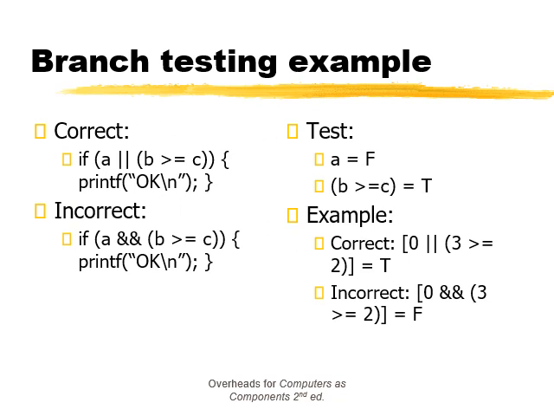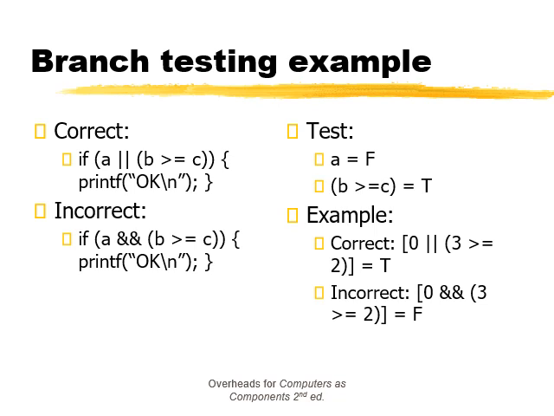In this slide we are going to look at a branch testing example. As we told you in the previous slide, we are going to exercise true and false for each branch condition, and we are going to execute each statement. So if we consider a test where A is false and B greater than or equal to C is true, then this condition will execute because it is A or B greater than C. If any one of them is true, we're going to print OK. But for this particular condition, which is incorrect because we are using AND here, if only one of them is true but both of them are not true, we are going to get false. So this is the example.